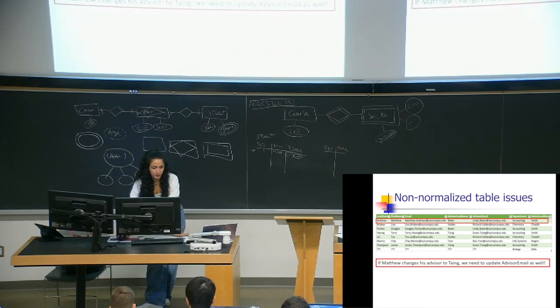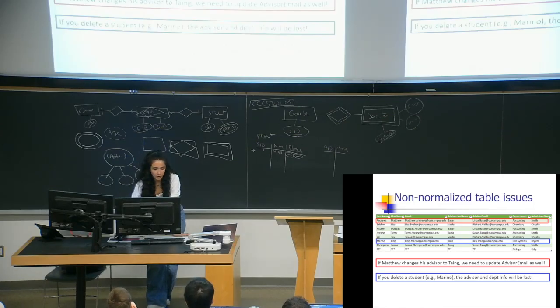For example, if this person, Matthew, changes his advisor, let's say his advisor is Baker right now, and he changes his advisor to Tang, then we need to update the advisor email as well. Or for example, if you delete this student, because no other student has the same advisor, then you unintentionally also delete the advisor information and his department information as well.